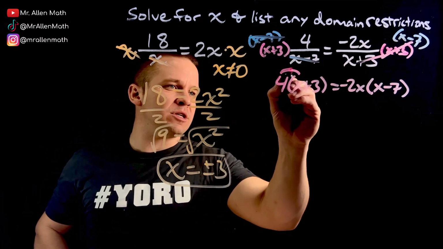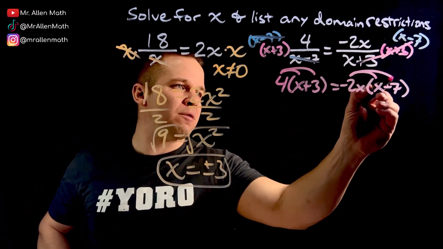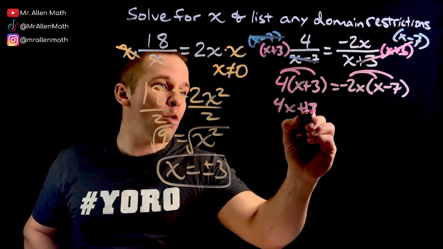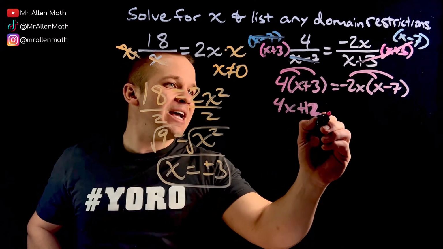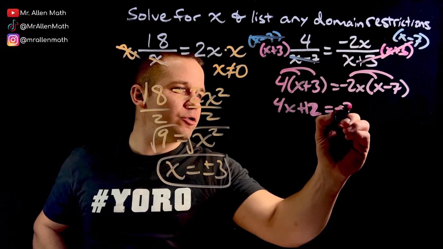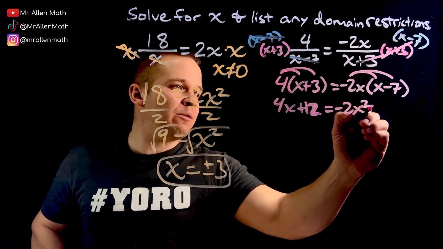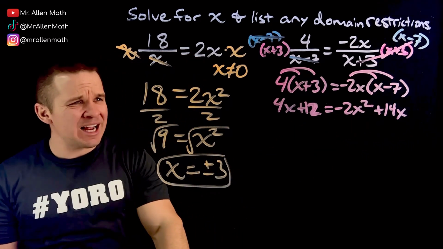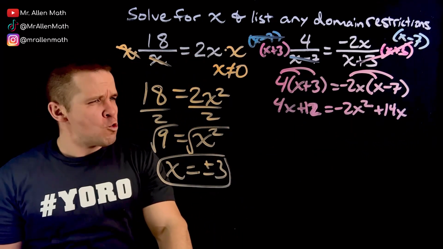I'm going to distribute this 4 in. I'm going to distribute this negative 2x in. And now I have 4x plus 12 equals negative 2x squared plus 14x. All right, I've got myself a quadratic here.